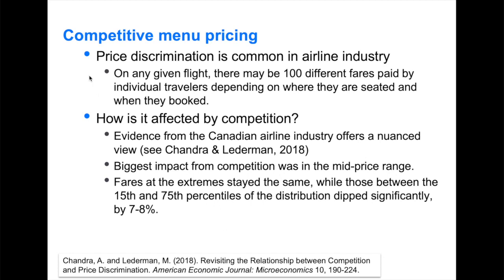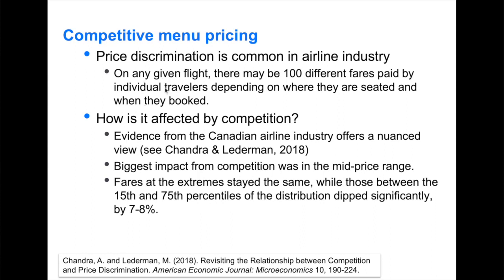So we know that price discrimination is very common in airline industries. Okay, so if you take a flight and you ask people around you how much they paid, they will give you as many different prices as there are different people. Okay, although this is the same product, it's going from one city to another. Okay, and so this is what they confirm with their empirical study. There may be up to 100 different fares paid by individual travelers, depending on where they are seated, when they booked, and other criteria. Okay, now how is this affected by competition?